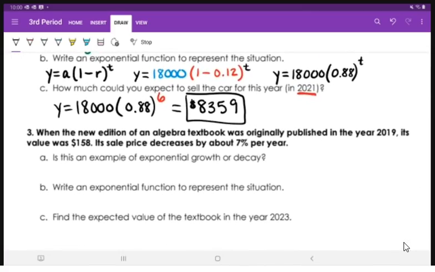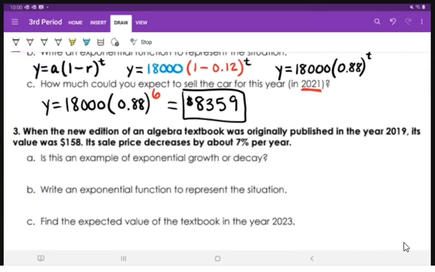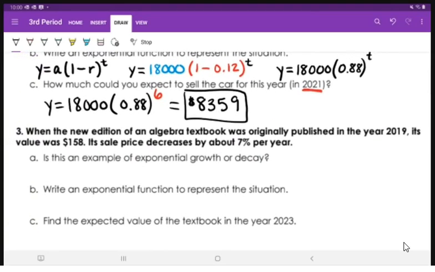In problem 3, we've got an algebra textbook. When the algebra textbook was originally published in the year 2019, its value was $158. Its sale price decreases by about 7% per year. So part A, which is asking us about whether this is growth or decay, requires us to identify the key word in this problem that tells us whether we're going up or going down. And that key word is decreases. The sale price is decreasing, which means we are in a decay model.